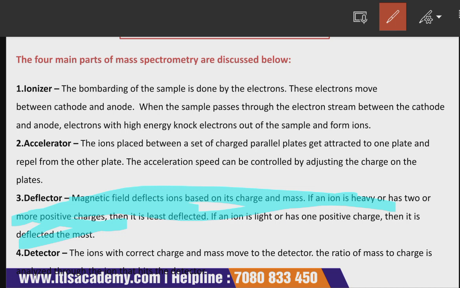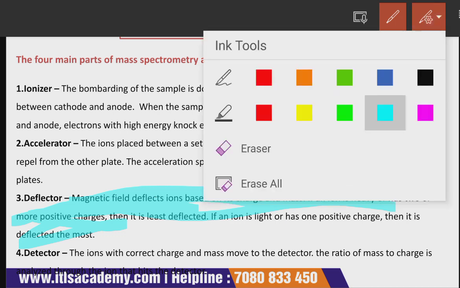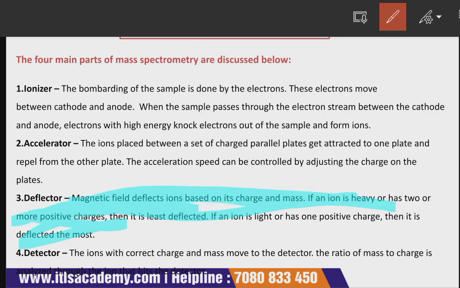When the ion is heavy or has 2 or more positive charges, it is least deflected. If an ion is light, or has only one positive charge, then it is deflected the most. So this is very important. I'm marking this as important. You can go through it. Now comes the detector. The ions with the correct charge and mass move to the detector.